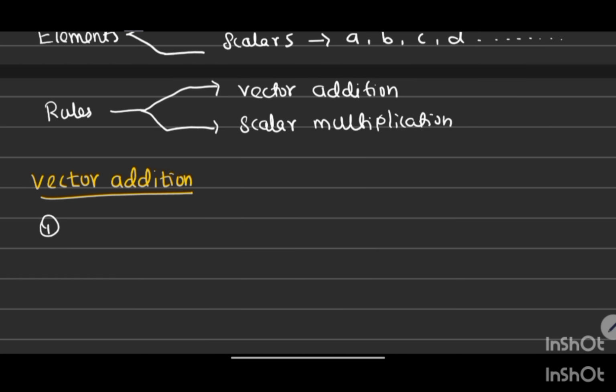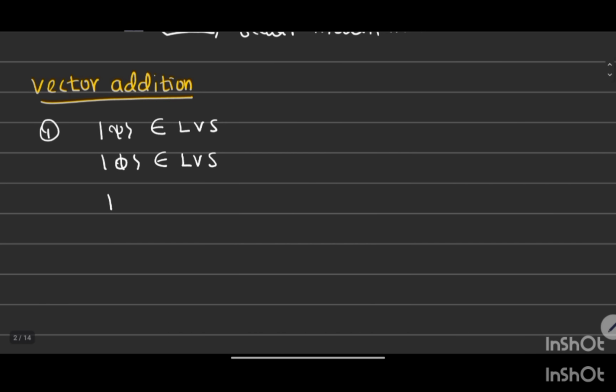So, if you take a vector psi from the linear vector space and take some other vector phi from the same linear vector space, if you add these two vectors, then you will get the resultant vector, let's say chi. Again, this vector will also be from the same linear vector space. So adding any two vectors will result in some other vector, and the resultant vector is also from the same linear vector space.